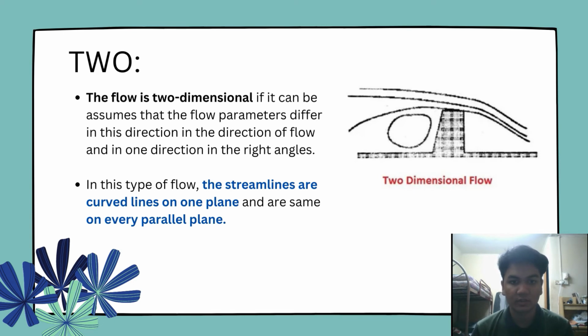Today I will continue the presentation about two-dimensional flow. In two-dimensional flow, it can be assumed that the flow parameters differ in the direction of flow and in one direction at right angles. In this type of flow, the streamlines are curved lines on one plane and are the same on every parallel plane. An example is flow over a weir, for which typical streamlines can be seen in the figure. All flow parameters are functions of time and two space coordinates, let's say x and y. No variation in the z direction.